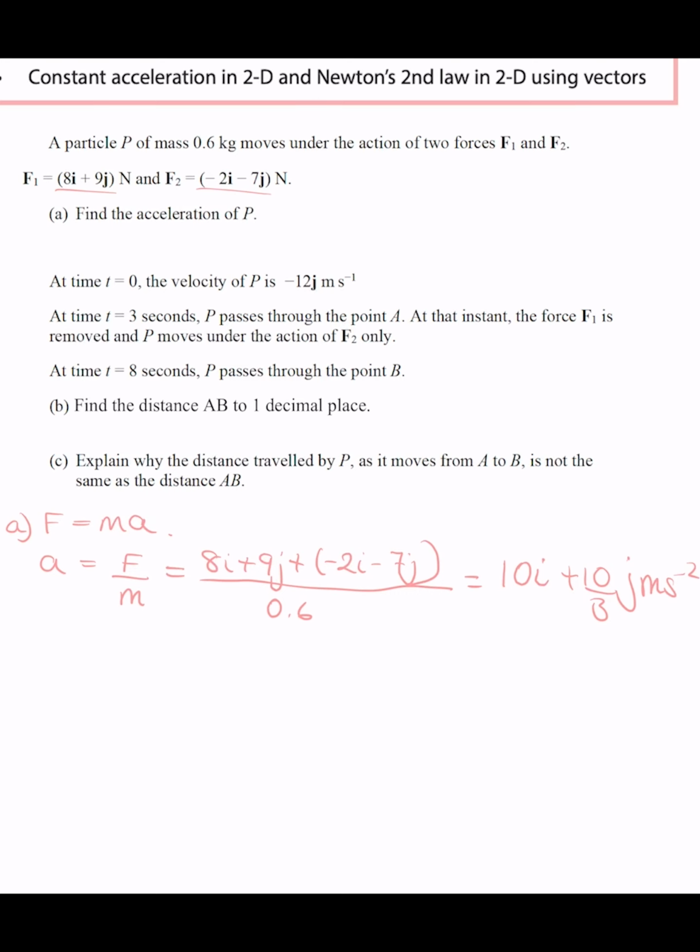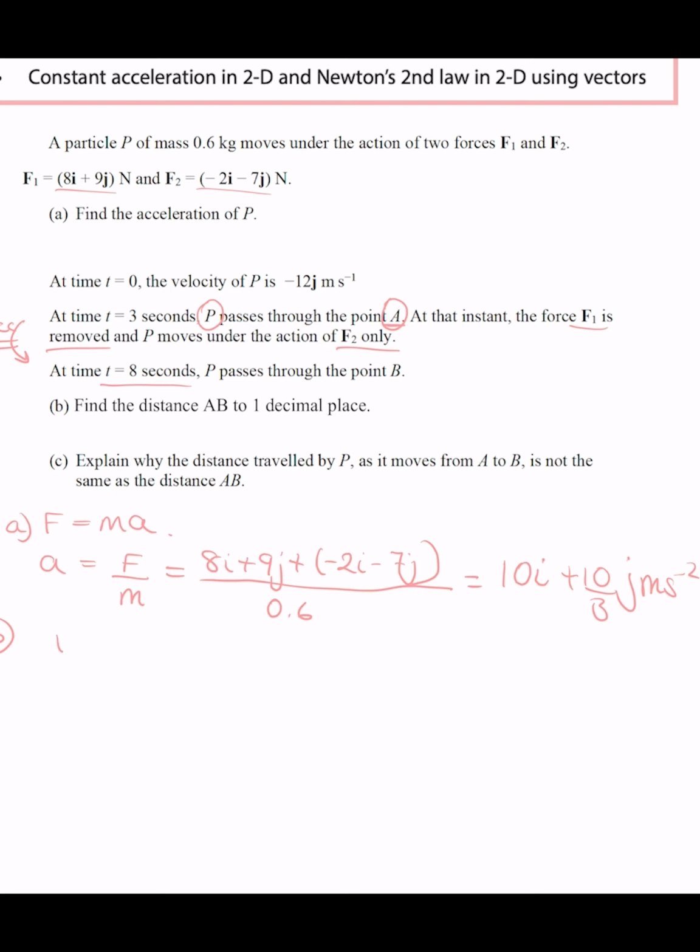Then it says at time t equals 0, the velocity is minus 12j. At time t equals 3, P goes through the point A, and then F1 is removed and only F2 is used. At t equals 8, so 5 seconds later, it goes to point B. Essentially we need to find the velocity of P when it gets to A, because that is its starting velocity for its journey from A to B.